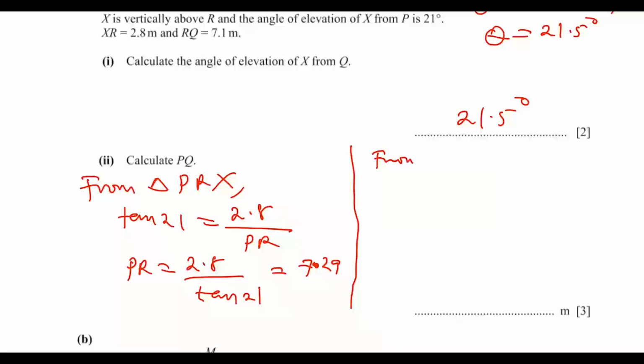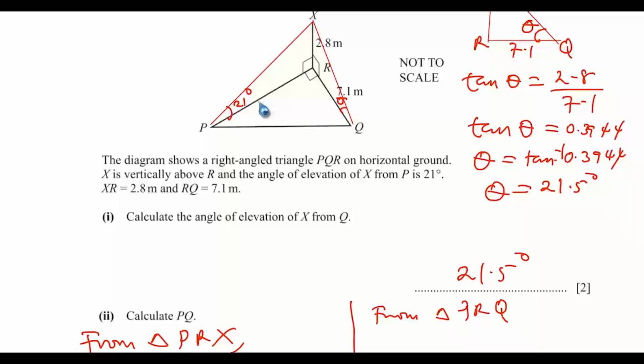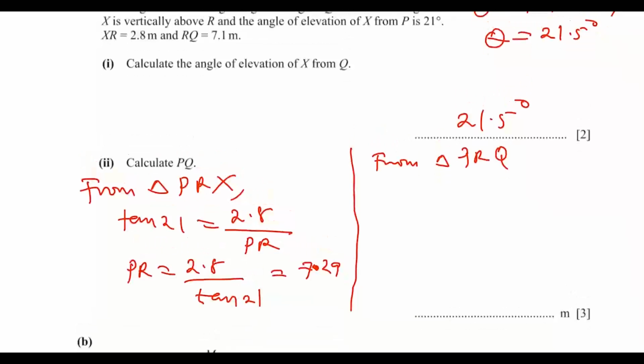So also from triangle PRQ now, if you scroll up, we found PR to be equal to 7.29. Then we know that RQ is 7.1. So we can use Pythagoras theorem to get PQ, and that will be PQ squared equal to PR squared plus QR squared. So let's key in the values. This will be 7.29 squared plus QR, which is 7.1, squared.